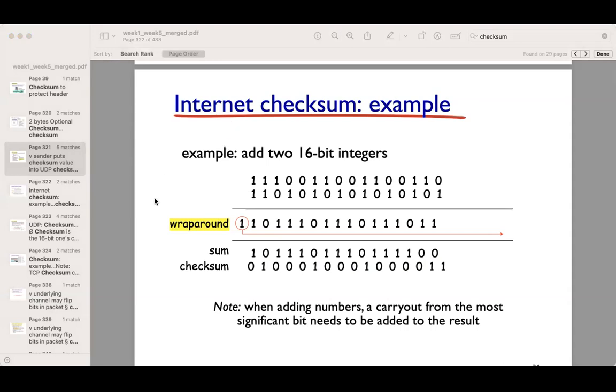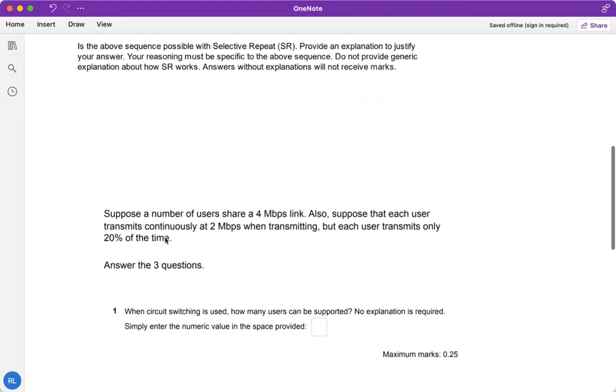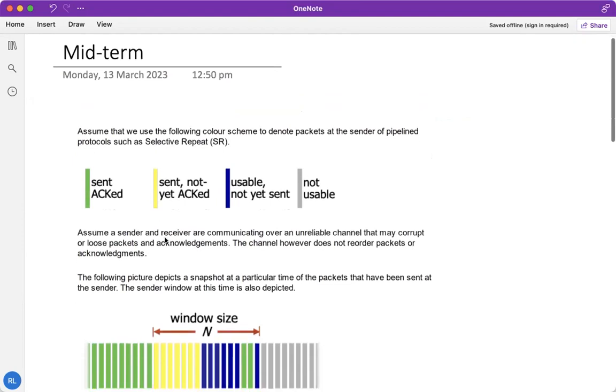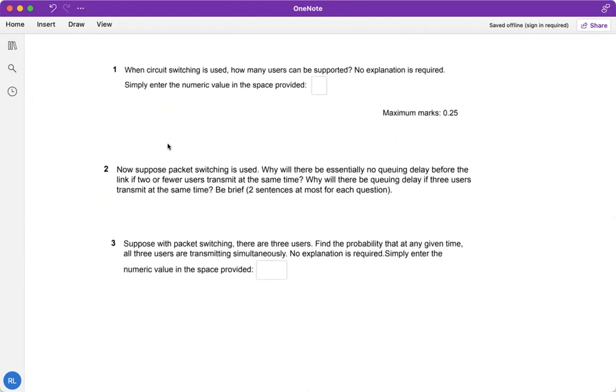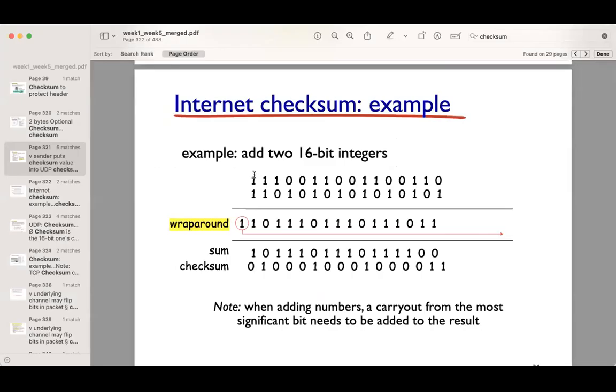So we come back to here. Oh, sorry, I deleted the question, but now you get the idea of the calculation of the checksum. You can verify that one. Sorry, I deleted that question, so we can't go through it, but now you get the idea.